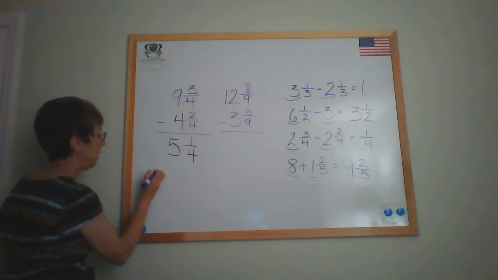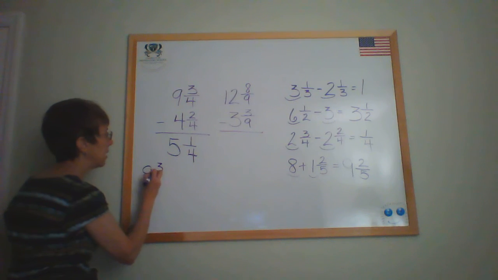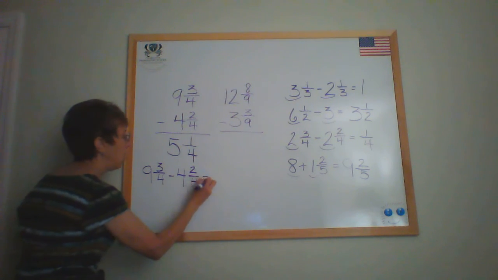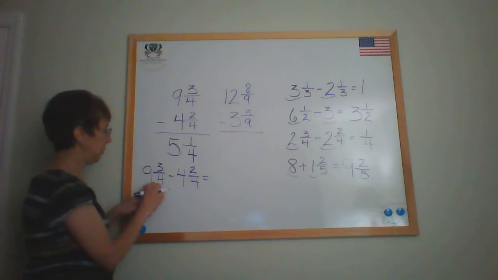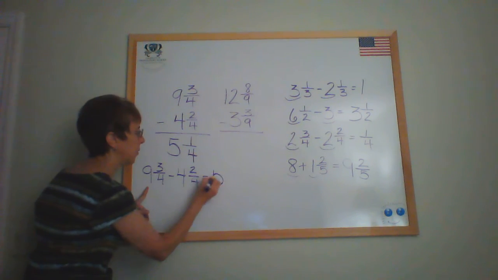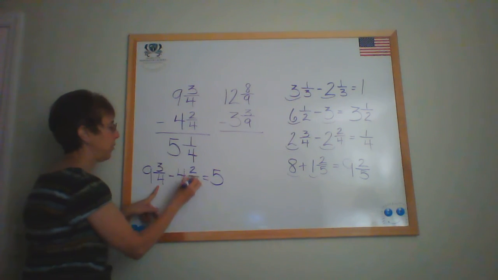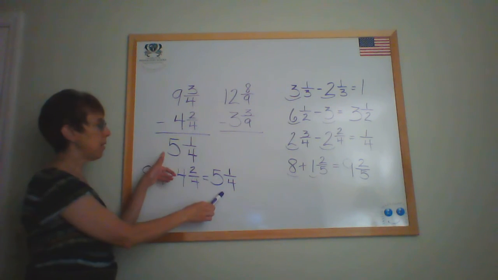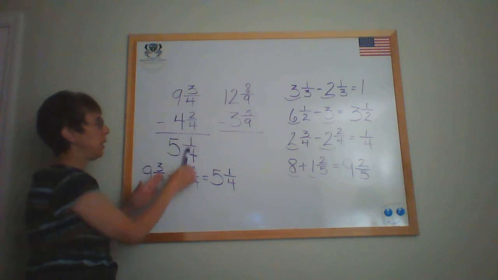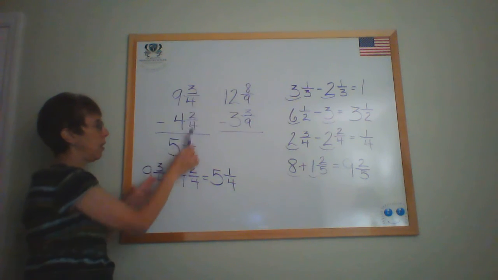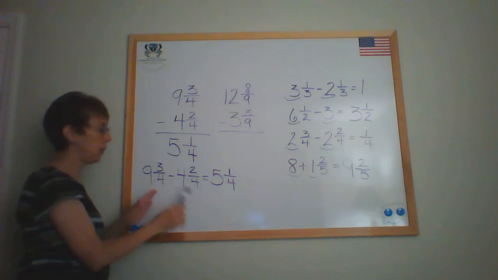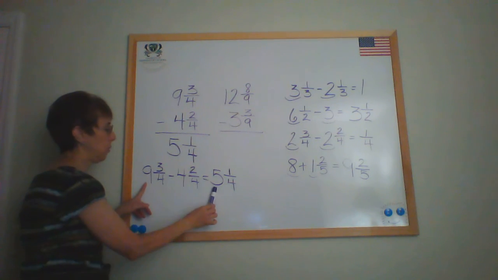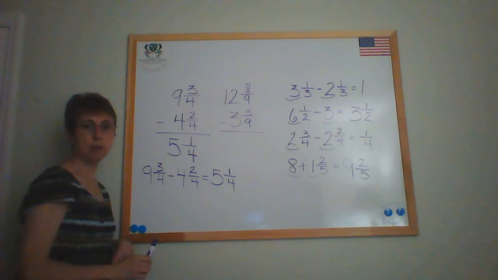So we started here with the fractions first and then went to the whole numbers. If it was written horizontally, we would have looked at the whole numbers first and we would have said 9 minus 4 equals 5 and 3/4 minus 2/4 equals 1/4. Same answer, but again, when it's written vertically, we start with the fractions and then go to the whole numbers, and when it's written horizontally, we do whole numbers first and then fractions.